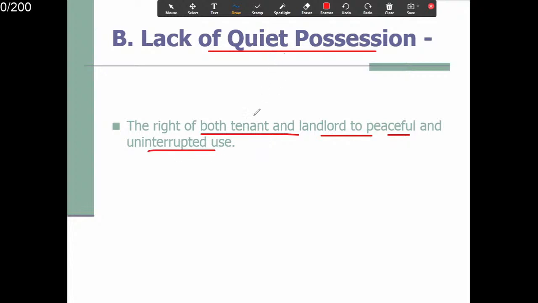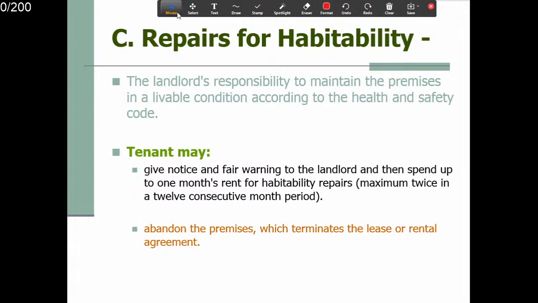Okay, lack of quiet possession, the right of both tenant and the landlord to peacefully and uninterrupted use. Okay, it may be a noisy tenant, right? The neighbor get the police report and stuff like that. You're out. Okay, you're disturbing the peace. Typically, it's 10 o'clock. Anything after 10 o'clock is still party and stuff. They call the police on you.